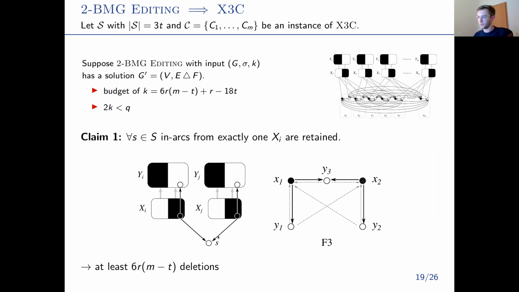And now we can ask what would happen if some S vertex does not have any in arcs from a gadget. This would mean that we have to make another 2R deletions, and this is more than the rest of our budget. So we can conclude that every S vertex has in arcs from exactly one of the gadgets. And by the same argument, we can also say that these arcs must have been there in the original graph, since cutting an S vertex off and then reattaching it to something else is not within our budget.